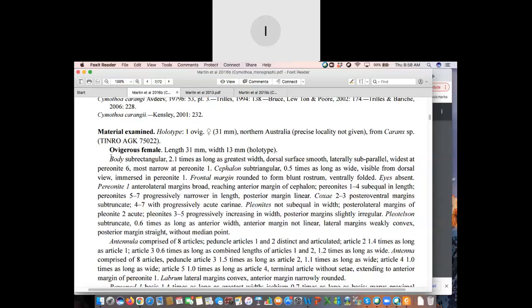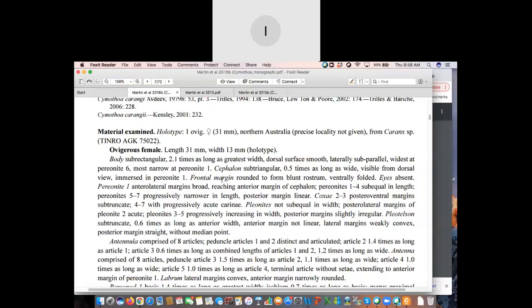So if you're talking about the body, everything related to the body, you will write: body, subtriangular, comma, 2.1 times as long as wide, comma, dorsal surface. So all of this is related just to the body. And then when it's coming to the cephalon, which is the head: cephalon, subtriangular, comma. It's the nouns and the adjectives, I believe. All of that is just commas all the way.